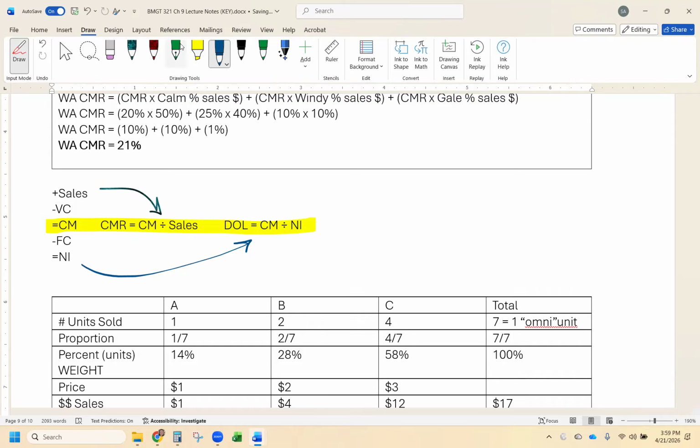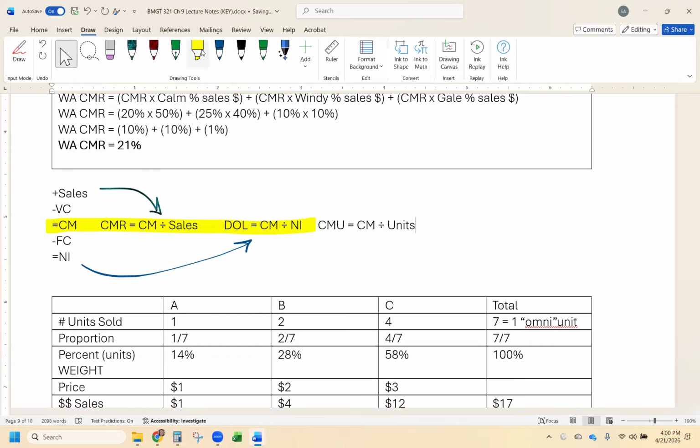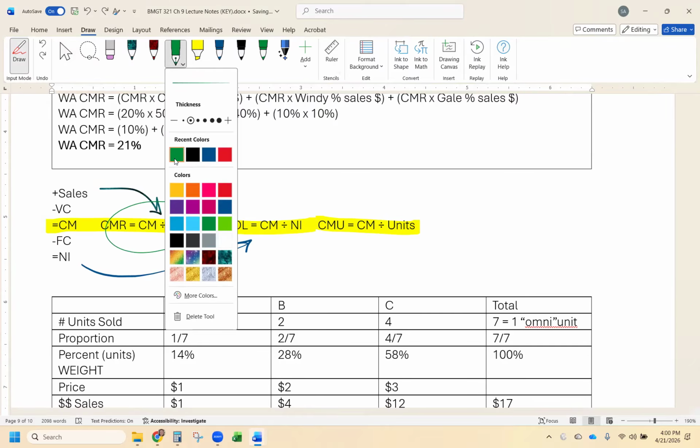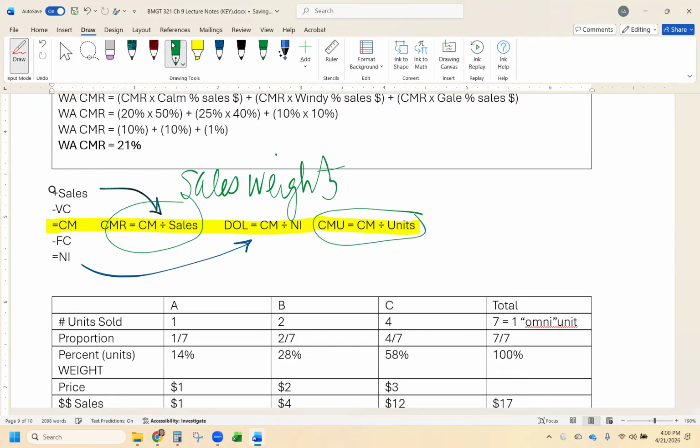And then the other number it's asking us to do is the contribution margin per unit. So the CMU is equal to the contribution margin divided by the units. So for this one, we're going to use the unit weight. Okay. Sales weights. And then for the CMU, we're going to use the unit weights.